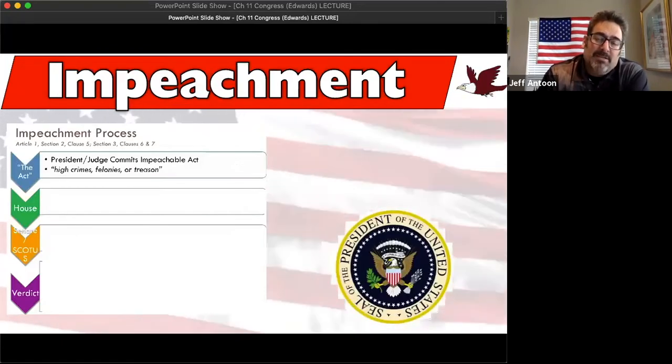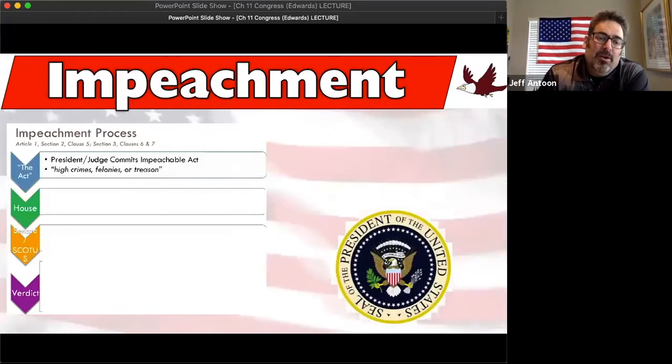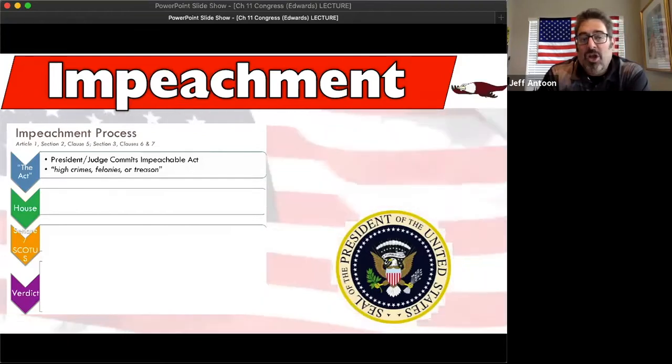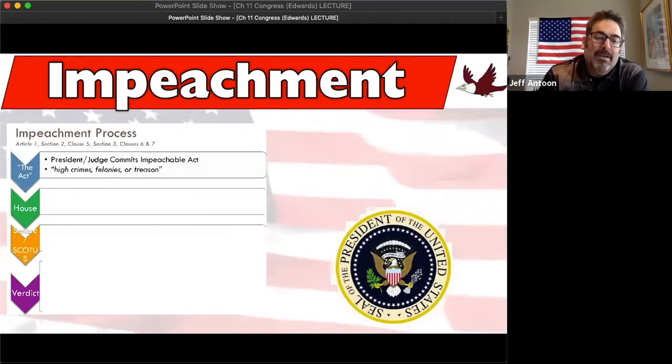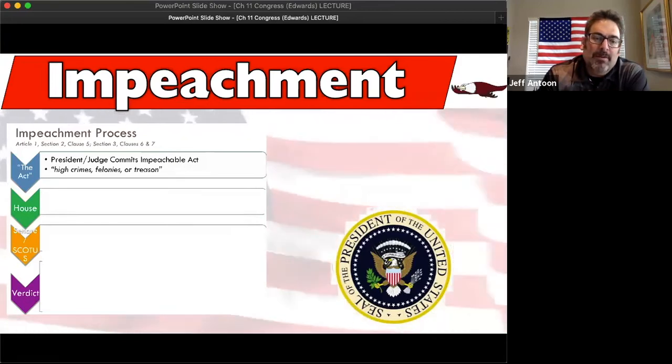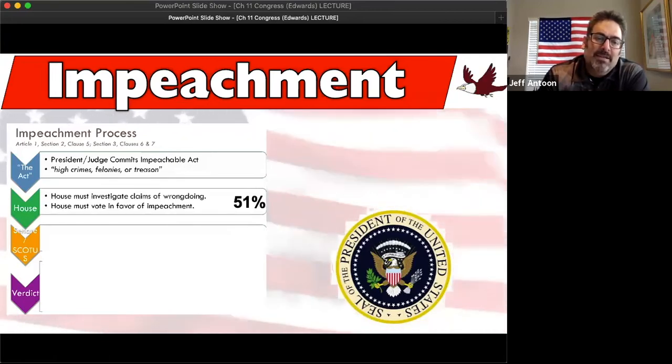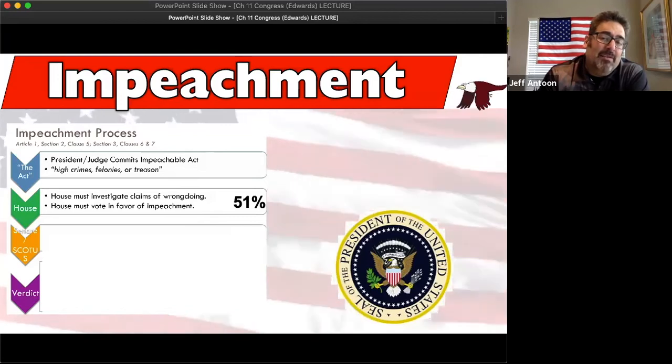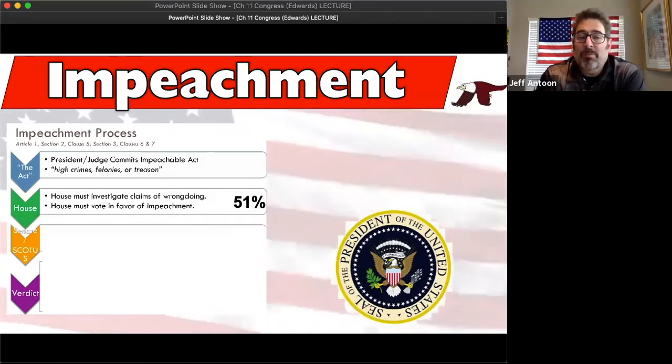The impeachment process, another check and balance. As you can see here, there's an act. So the president or a judge commits some impeachable act called high crimes, felonies, or treason. I'll tell you about Trump's in a second. The House now investigates that, and they interview witnesses, but the GOP bloc in the Senate blocked all witness hearings.